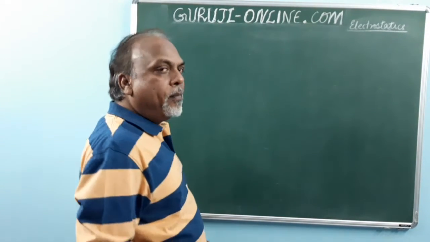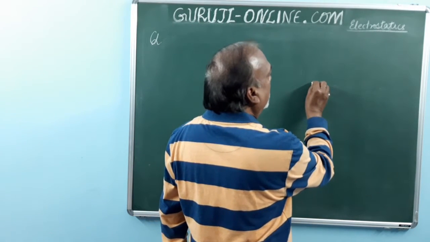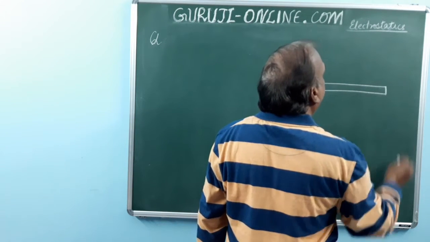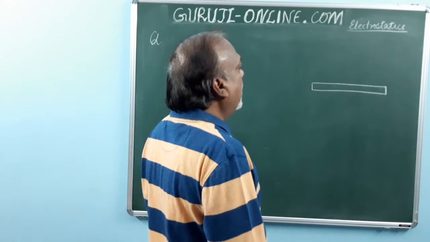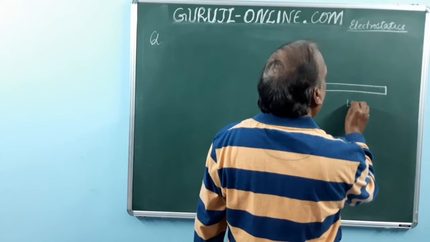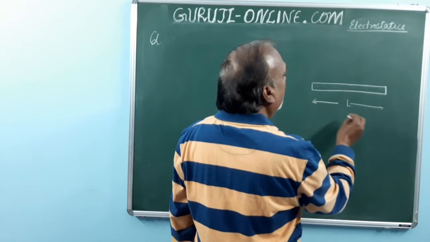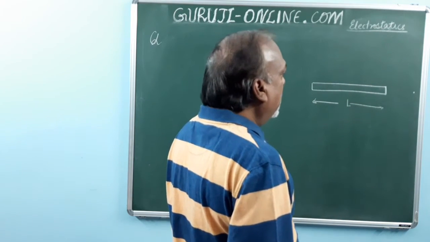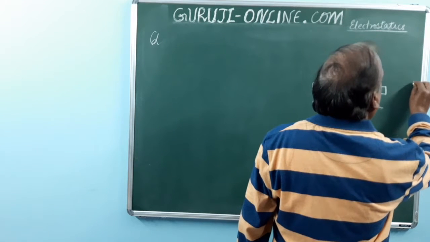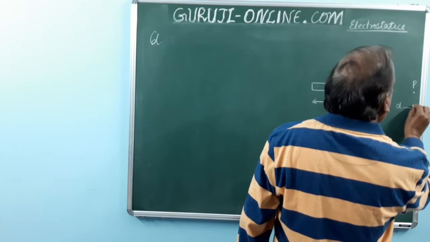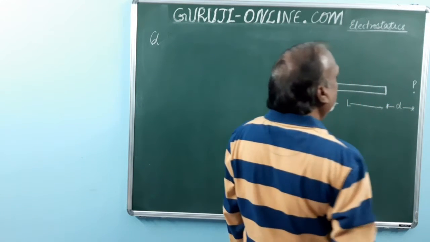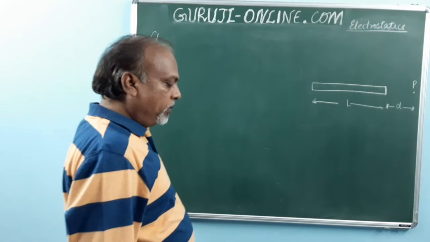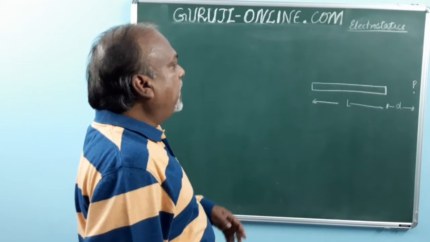Now let us see this problem. Suppose you are given a charged rod, and its length is L, and you are asked to find out what will be the electric field at point P, which is D distance away along the rod.